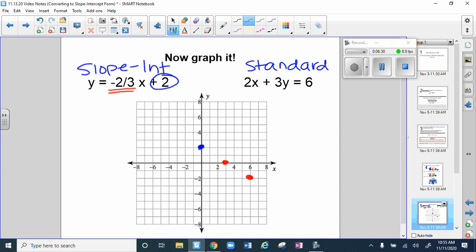And I can't go any further. I'll be off my graph. So I can go the opposite direction from my y-intercept. So I could go up 2 and to the left 3. And I can do that again. Up 2 to the left 3. And now I have enough points on my graph that I can draw my line connecting all of those points.